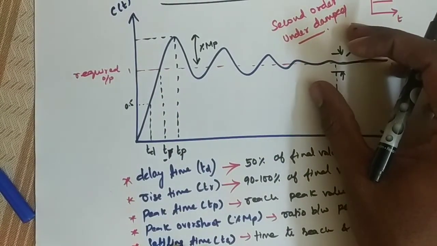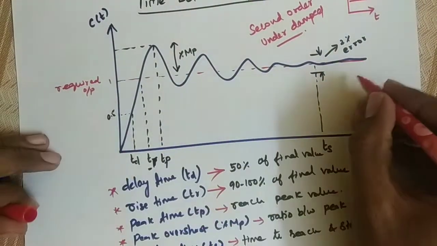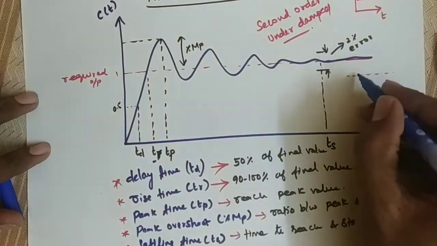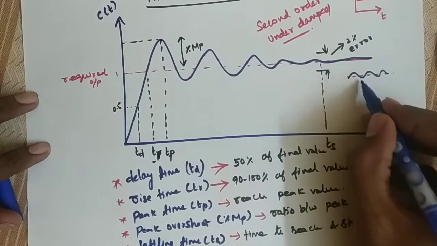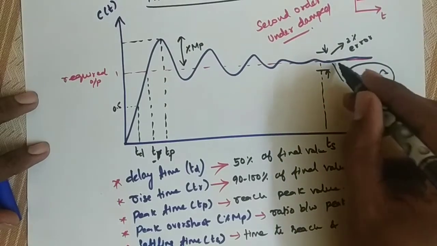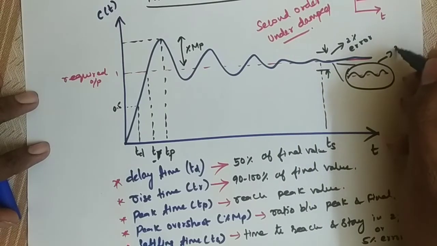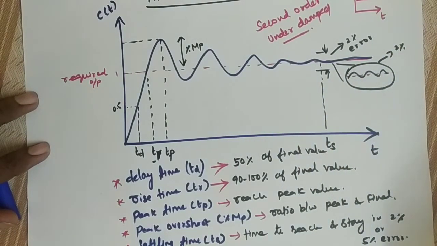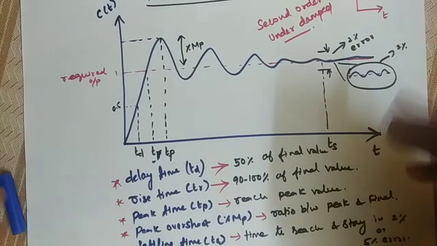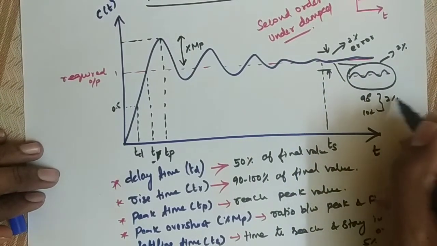If you keep zooming in on this particular portion, there will be a small deviation between the set point level and the actual response. This is the zoom view of this portion. This is what I am calling 2% error. If you are expecting 100 volt output from your system, and the system is just oscillating between 98 to 102, this is what we call 2% error.